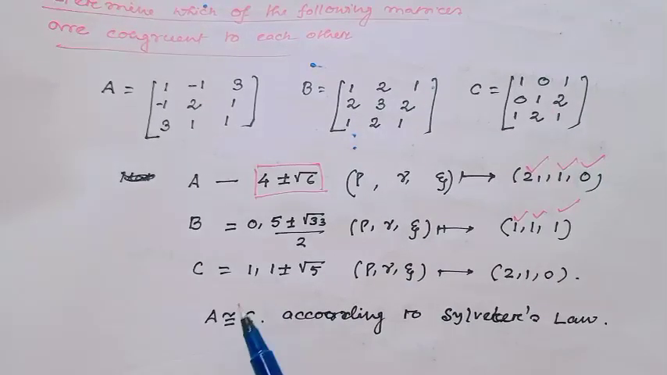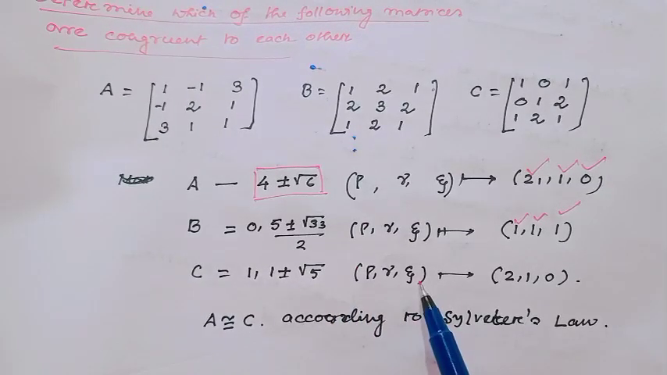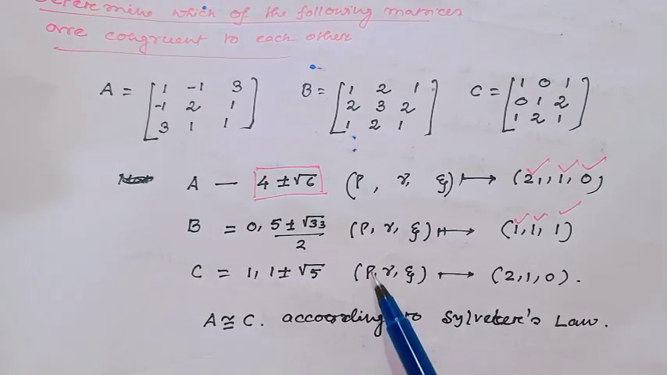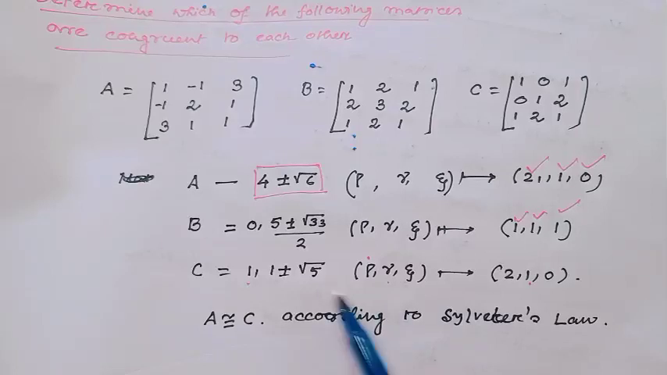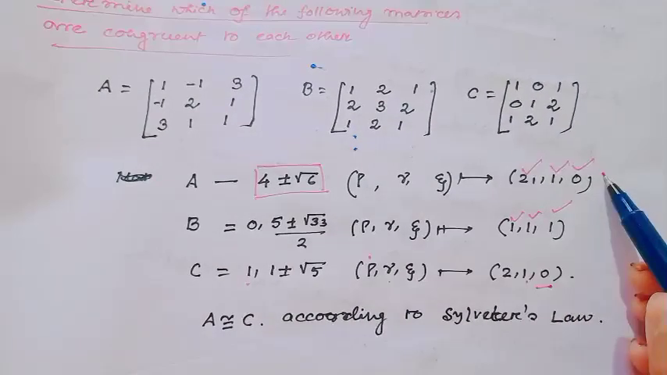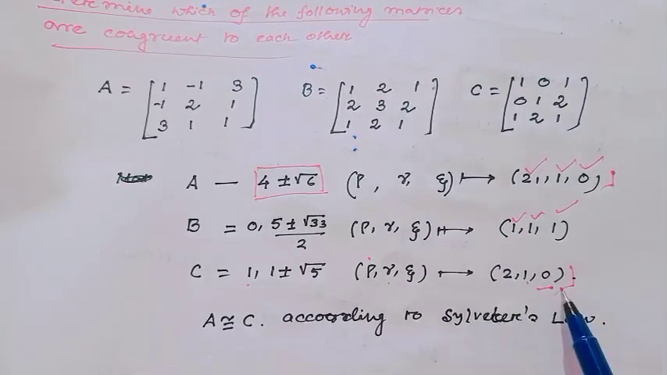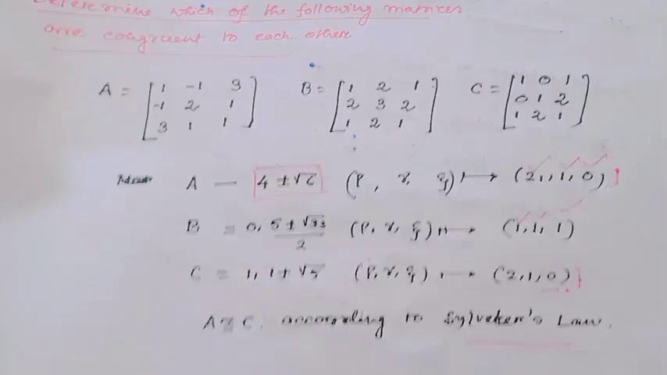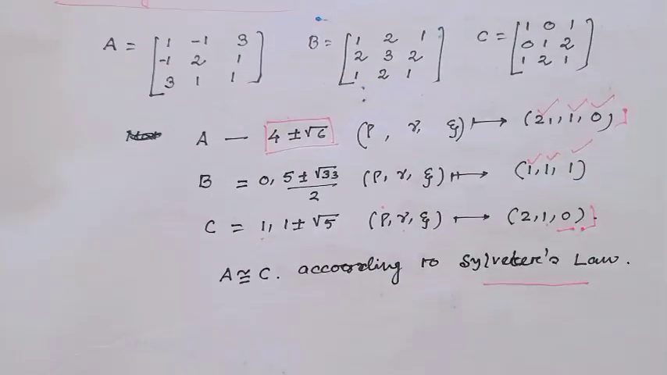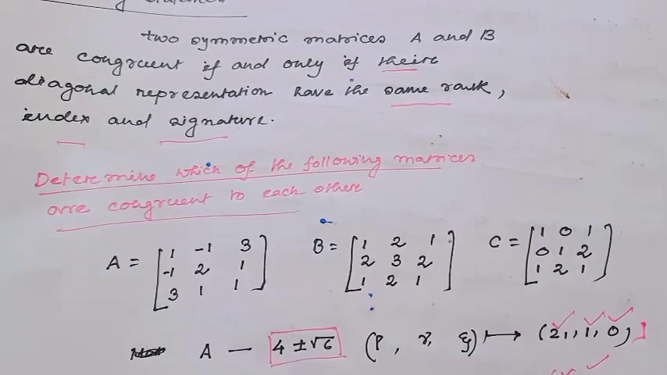And the eigenvalues of C are 1, and 1 plus minus square root of 5. Here rho, sigma, chi, the inertia: the number of positive eigenvalues is 2, the number of negative eigenvalues is 1 and the number of zero eigenvalues is 0. Notice here the inertia, rho, sigma, chi, is the same. So by Sylvester's law we can tell A is congruent to C. I hope all my viewers have understood how by Sylvester's law we can tell whether two or three matrices are congruent to each other.